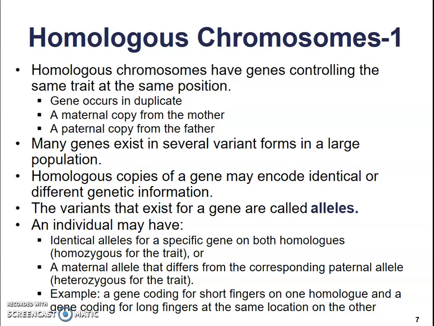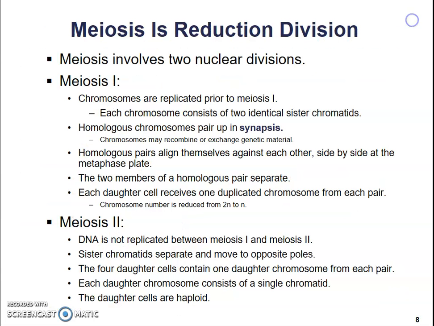I hope you have. An individual may have identical alleles for a specific trait on both homologous chromosomes, and that would be homozygous for that trait. When you have one from mom that is different than the one from dad, that's called heterozygous. An example, a gene coding for short fingers on one homologue and one gene coding for long fingers at the same location. Okay, so it controls the same trait, but they're a little bit different. So this could be eye color, finger length, hair color, lots and lots of different traits. We could go on and on forever.